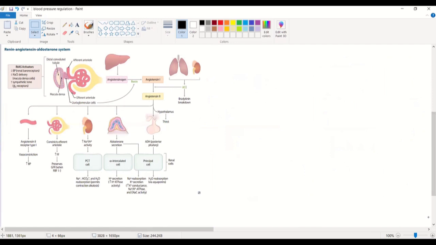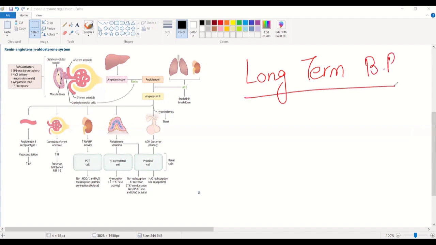The renin-angiotensin-aldosterone system is for long-term blood pressure regulation. This is the macula densa, present in the distal convoluted tubule. The macula densa detects sodium chloride. And these are the juxtaglomerular cells, located in the afferent arteriole, a modification of the smooth muscle of the arteriole. These are JG cells.